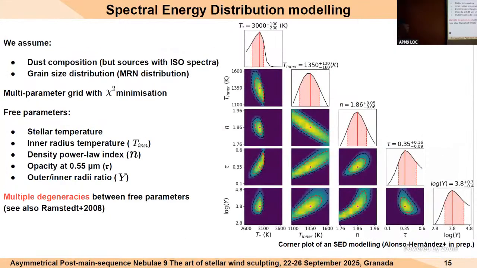Okay, here is an example of the modeling. We have to assume some of the dust parameters, but we propose 5 free parameters: the stellar temperature, the temperature at the inner radius of the dust shell, the density power-law index, the opacity at 550 nanometers, and the ratio between the outer and the inner radius. You can see that even though the parameters are well constrained in a one-dimensional view, there are important degeneracies between the different parameters of the dust.